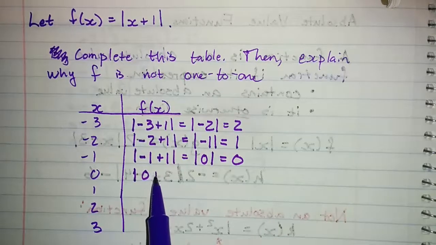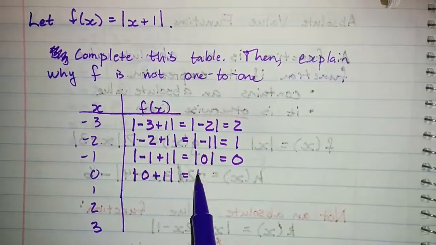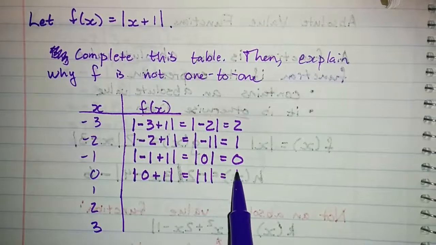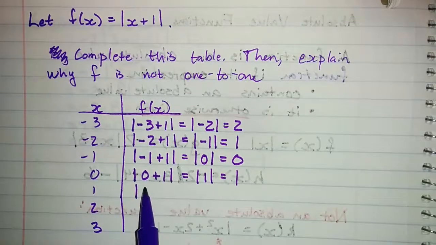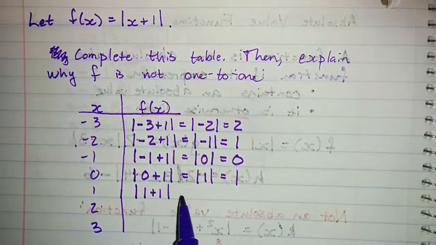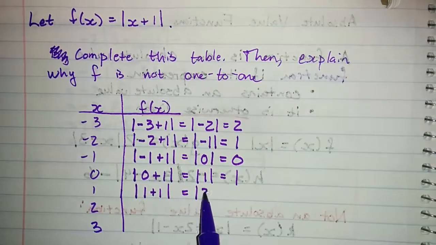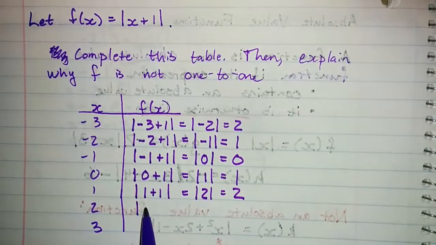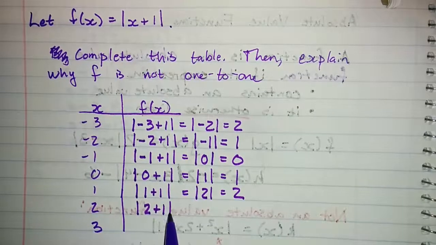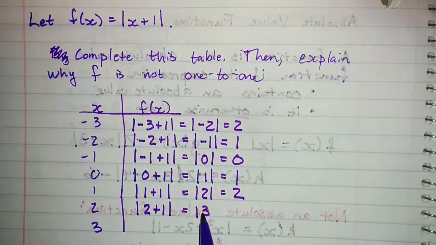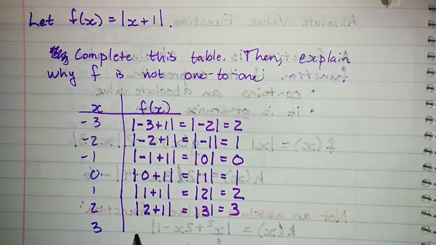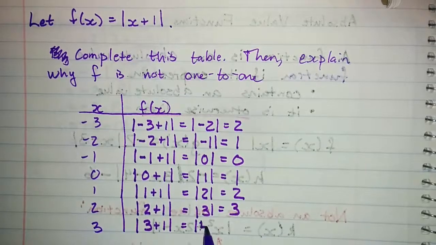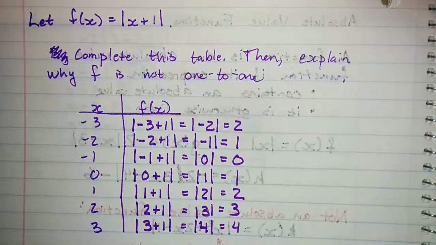The absolute value of 0 plus 1 is the absolute value of 1, which is 1. The absolute value of 1 plus 1 is the absolute value of 2, which is 2. Absolute value of 2 plus 1, that's the absolute value of 3, which is 3. Absolute value of 3 plus 1, that's the absolute value of 4, which is 4.